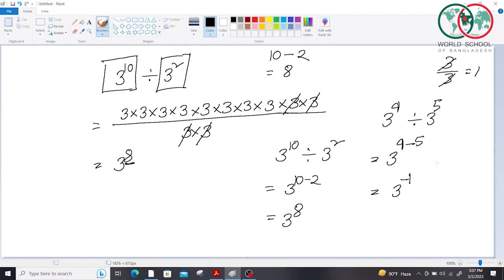But if we were given 3 to the power 5 divided by 3 to the power 4, then the answer would be 3 to the power 5 minus 4, which is 3 to the power 1, equal to 3.